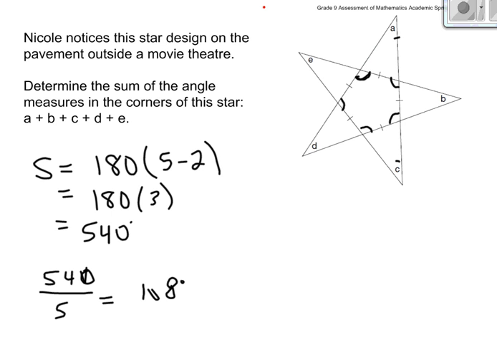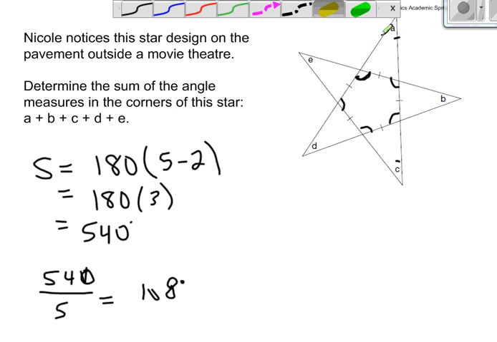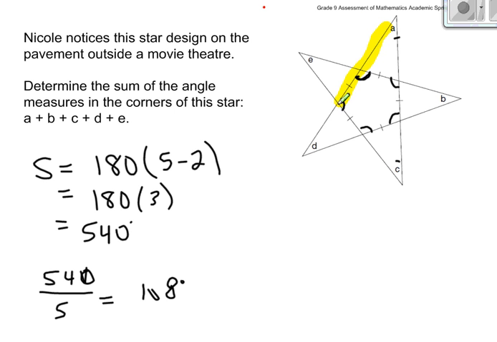Now how do I use that information? Well, now we have to use some of the other properties that we know about angles. For example, there's a straight line right here, and we know that the angles in a straight line add to 180 degrees. So if this is 108, then I can calculate this. So this angle here is 180 minus 108, which is 72 degrees. So now I know that this angle here is 72 degrees.